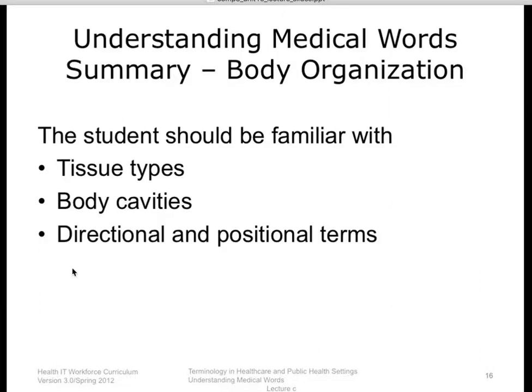Okay, so as a result of going through this, we've talked tissue types, body cavities, directional and positional terms. Again, I strongly suggest you've now just gotten exposed to some of the core concepts. Dive deep into the other videos, and you're going to be fascinated by what you learn about the medical terms.